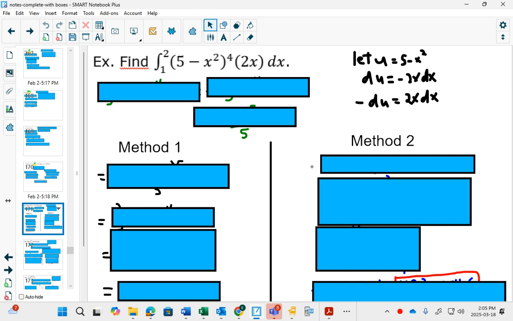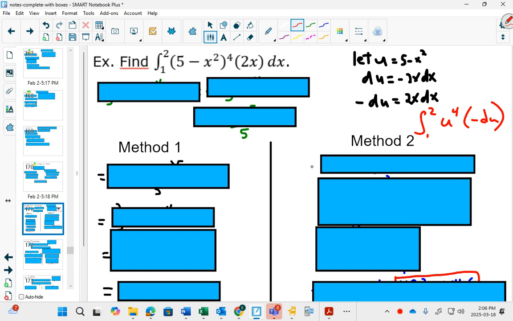And here you have a choice. I will show you in red here the number one mistake that gets made next, and you see if you can find the mistake. So I'm going to substitute in. 5 minus x squared, that was my u, so I got u to the 4, and then the 2x dx, that's minus du. I'm going to put it in brackets so it doesn't look like subtracting.